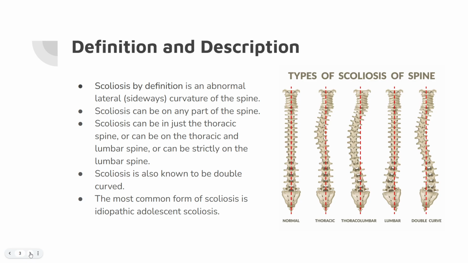Scoliosis can be on any part of the spine. Scoliosis can be just in the thoracic spine, on the thoracic and lumbar spine, or strictly on the lumbar spine. Scoliosis is also known to be double curved, and the most common form of scoliosis is idiopathic adolescent scoliosis.